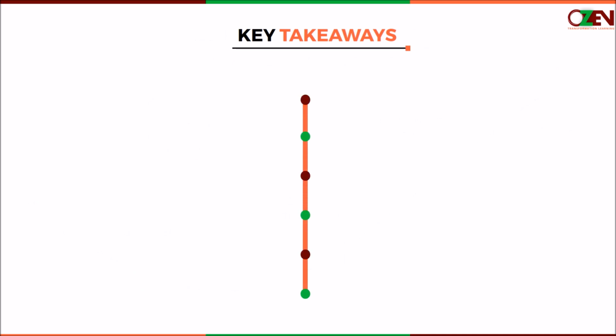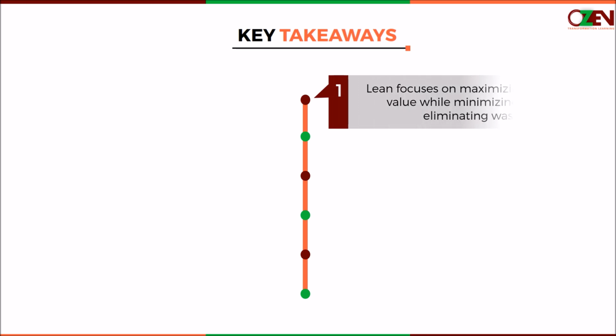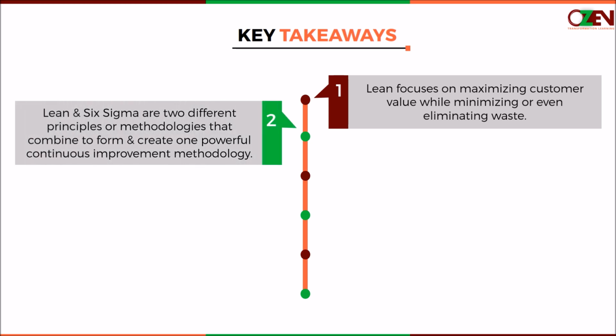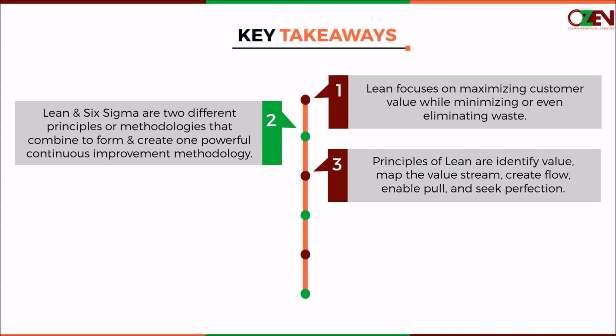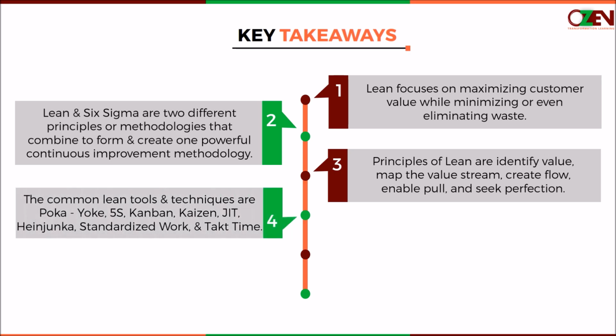In this lesson, you have learned the following. Lean focuses on maximizing customer value while minimizing or even eliminating waste. Lean and Six Sigma are two different principles or methodologies that combine to create one powerful continuous improvement methodology. Principles of Lean are identify value, map the value stream, create flow, enable pull, and seek perfection. The common Lean tools and techniques are Poka-yoke, 5S, Kanban, Kaizen, JIT, Heijunka, standardized work, and takt time.